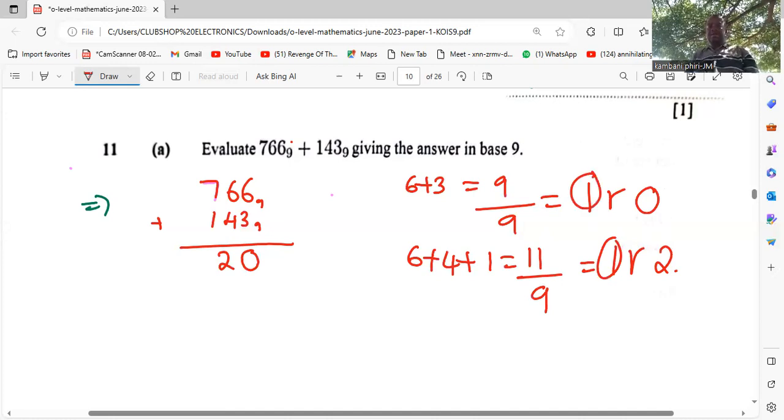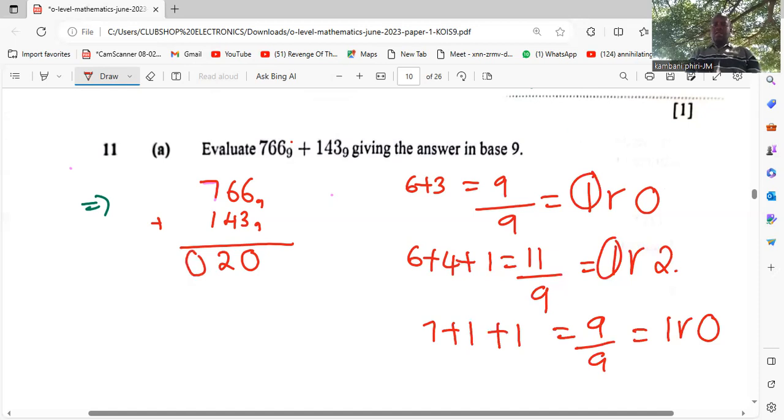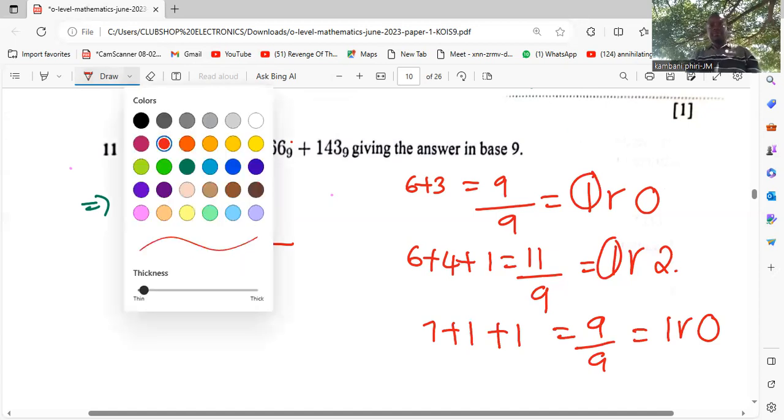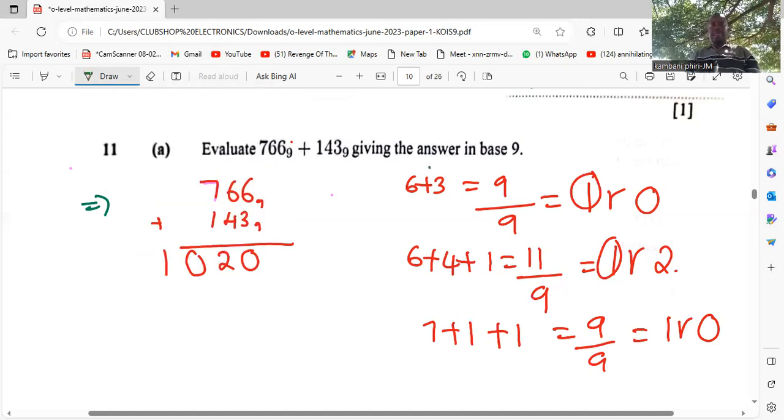Then there is 7 plus 1 plus 1. This is again giving us 9. So we divide by 9. So 1, remainder 0. So we have got 0. Since there is nothing else, 0 plus 1, you have got 1. So this is what we have. It is in base 9. So 1020 base 9 is our answer.